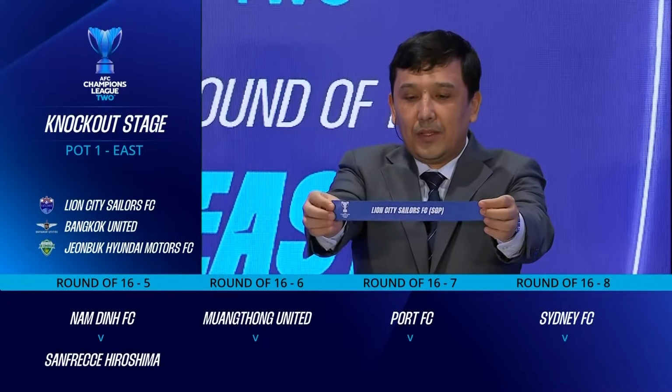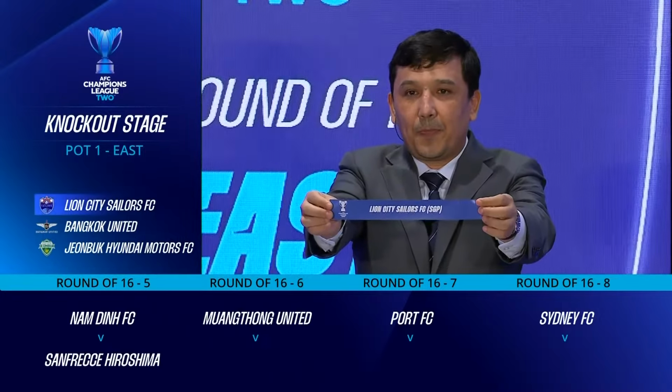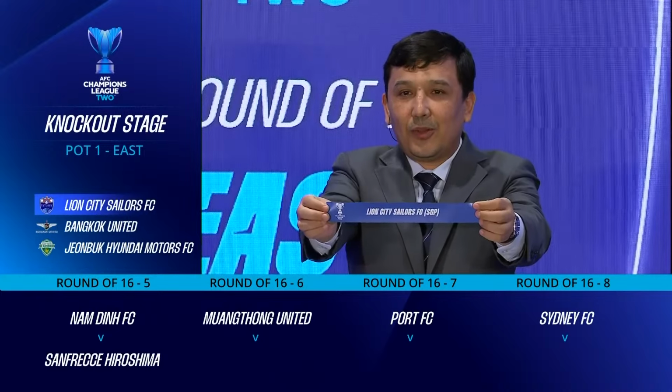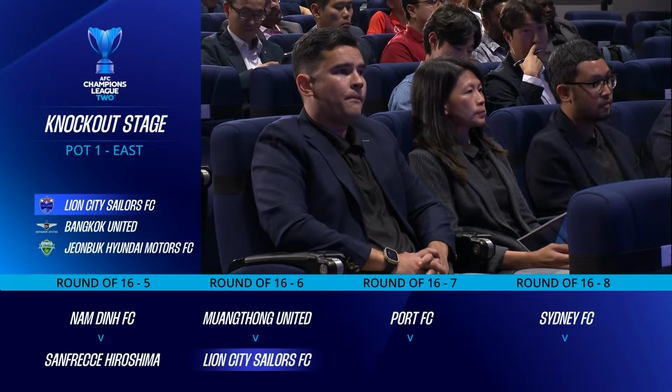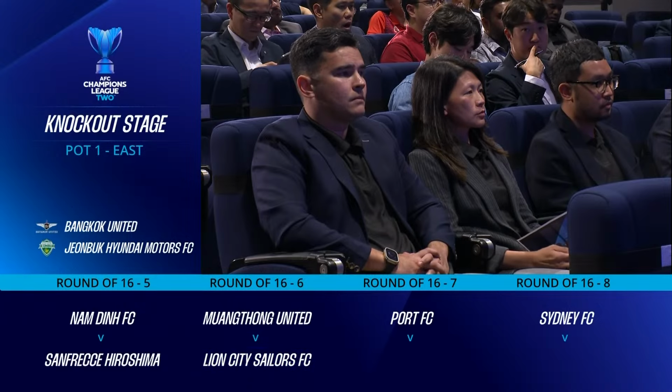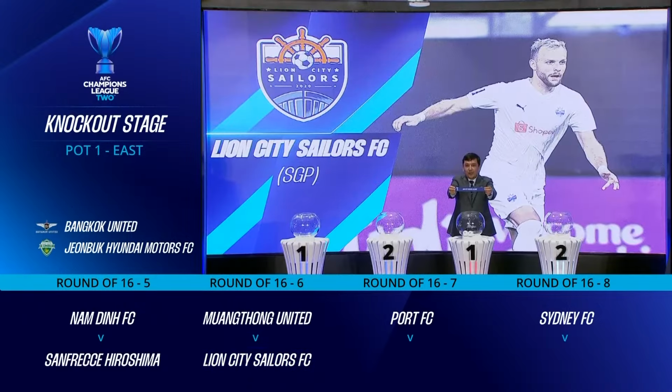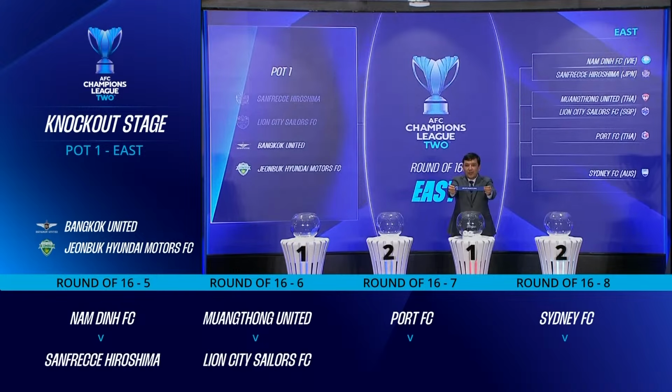Lion City Sailors FC from Singapore. First time reaching knockout stage in the AFC competition. They were winner of Group F. They are 2023 Singapore Premier League runners-up and 2023 Singapore Cup winners, which is their first title. And they will be drawn against Muangthong United from Thailand.